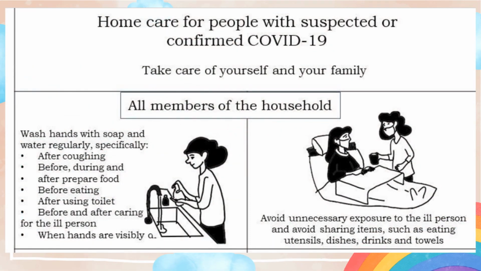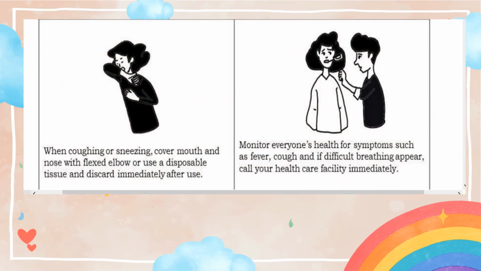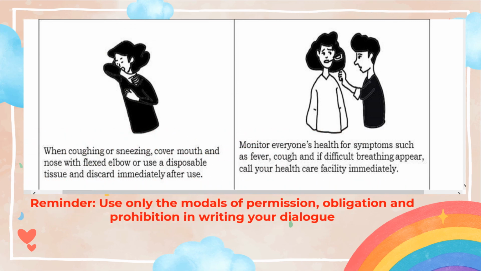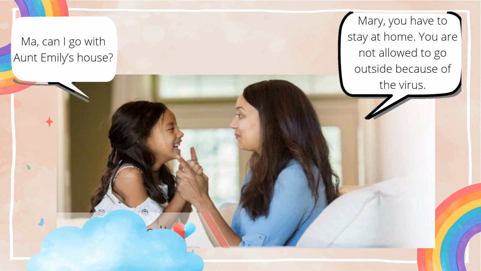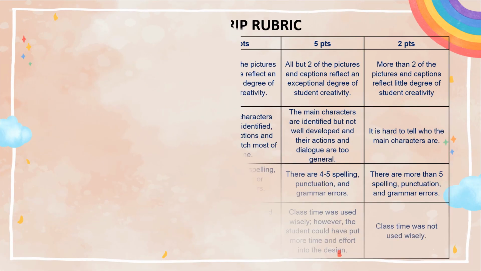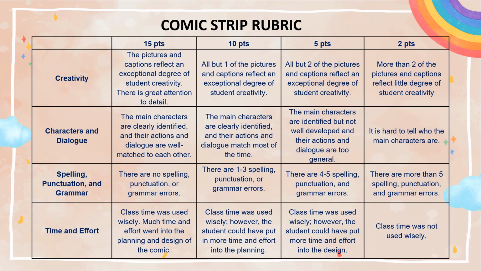Here is the infographic from the World Health Organization. Take time to screenshot and read. Reminder, use only the modals of permission, obligation, and prohibition in writing your dialogue. Here is an example of the comic strip or the dialogue. And your output will be graded according to this rubric.